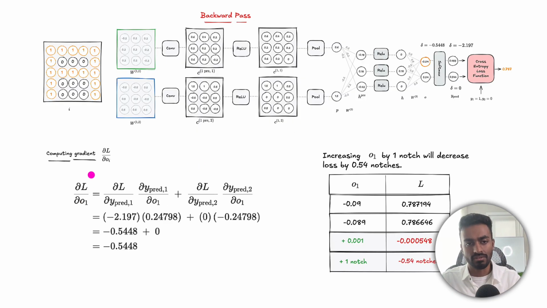And so if you substitute those values into our multivariate chain rule, you can compute that the loss affected by this neuron specifically is negative 0.5448. This means increasing O1, this neuron, by 1 notch will decrease the loss by 0.54 notches, which you can also verify by plugging in these values too.